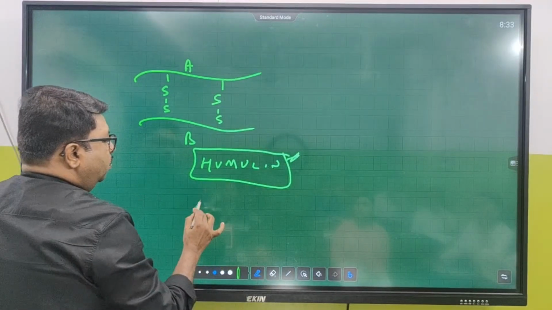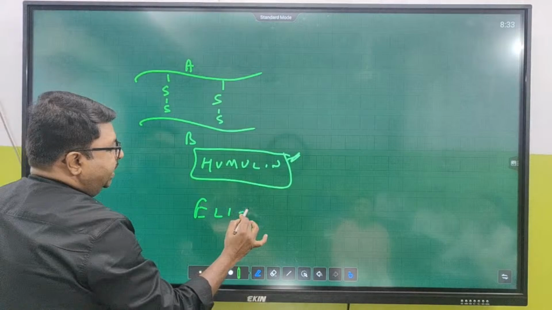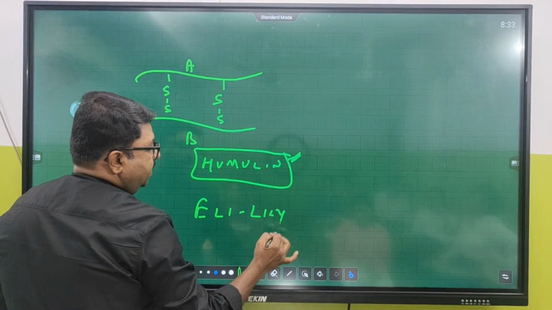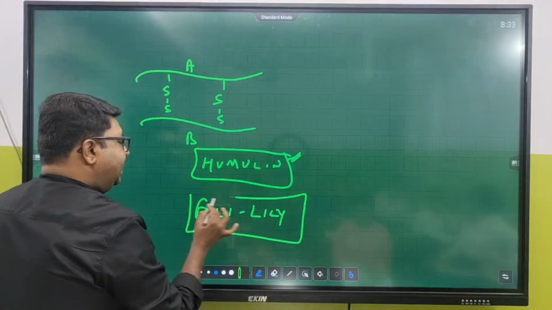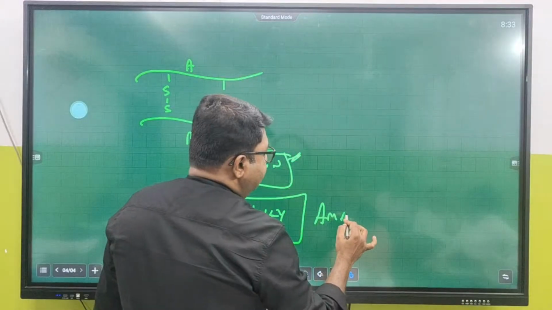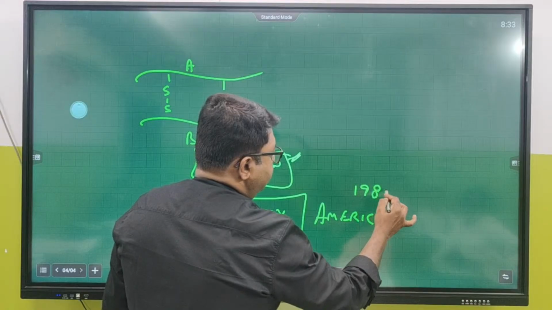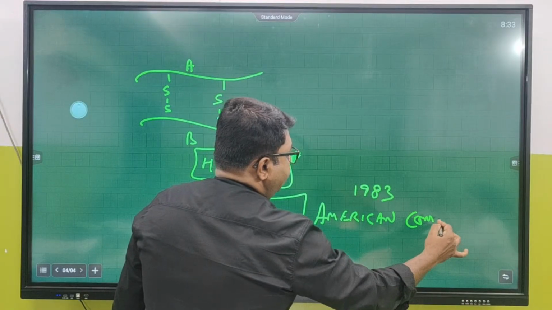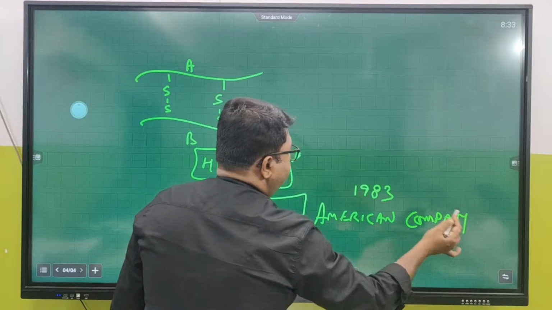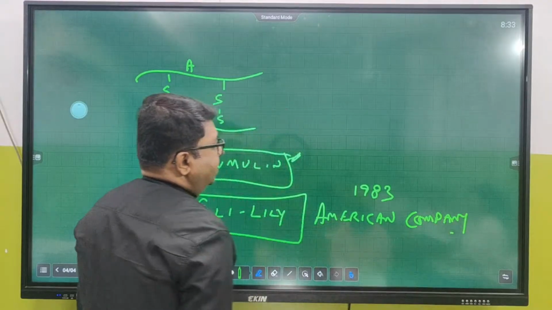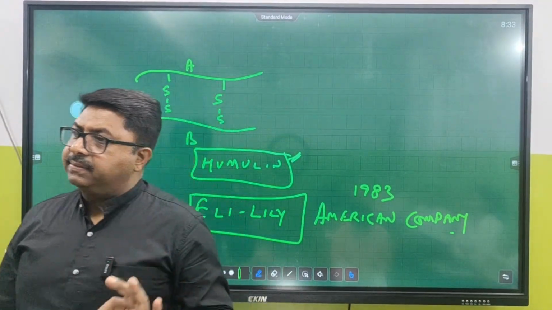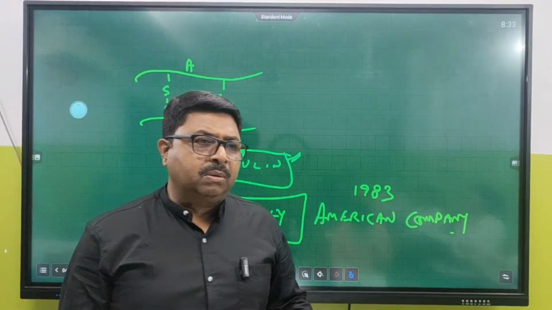This humulin was made by an American company for the first time. The name of the company is Eli Lilly. It's an American company, in the year 1983. Mind you, it's very, very important for the board exam and also very important for your NEET examination. Is this clear?